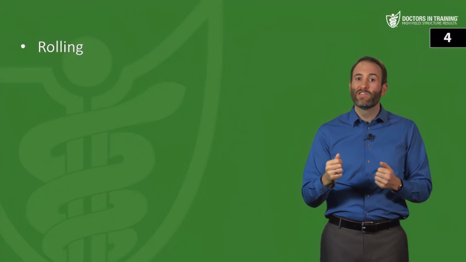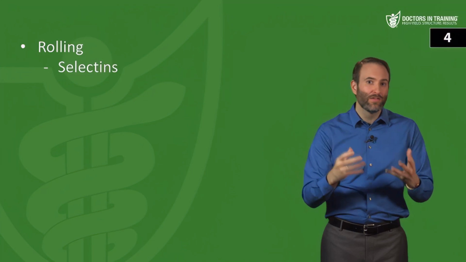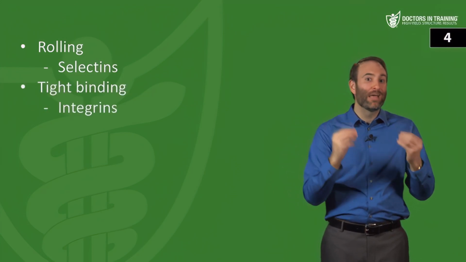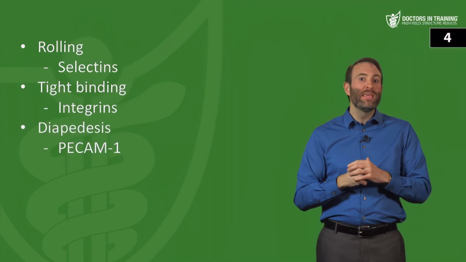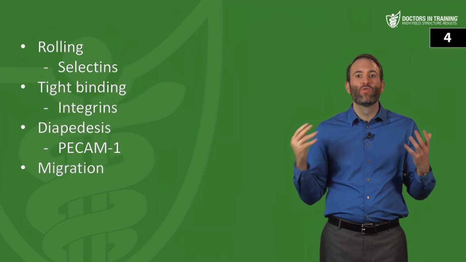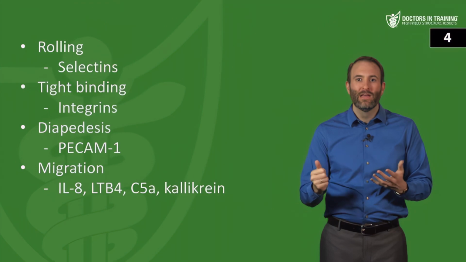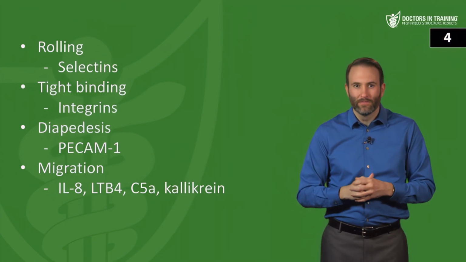First question, describe the process of leukocyte extravasation. So there are 4 big steps, remember. First, there was rolling, which is mediated by selectins, so they select the leukocytes. And then there's tight binding, and that's mediated by what? The integrins, they help to integrate. There's diapedesis, which is mediated by PECAM-1. And then there's migration, which is mediated by the chemotactic factors, things like IL-8, LTB4, C5a, and kallikrein.